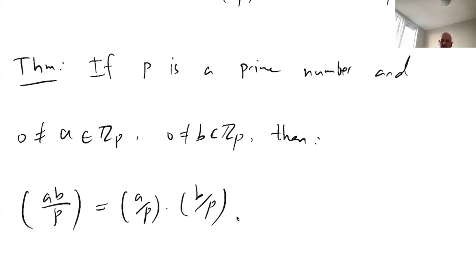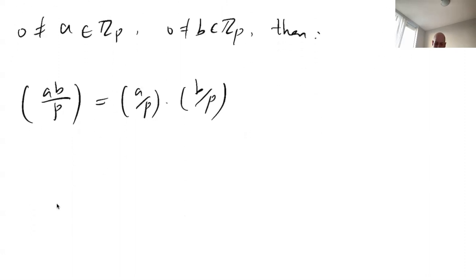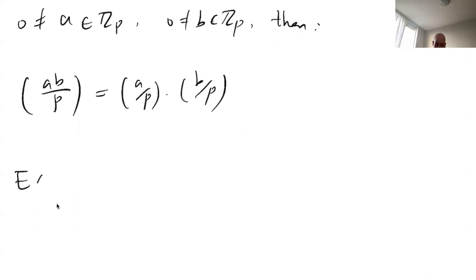So of course, you remember that this is just a notation and it's not an actual fraction. If it was an actual fraction, A over P times B over P would be AB over P squared, but this has nothing to do with the fraction. It's just a notation, which is equal to 1 if this number here is a quadratic residue, and it's -1 if this number here is a quadratic non-residue. So first let's make an example of this and then we can prove it.